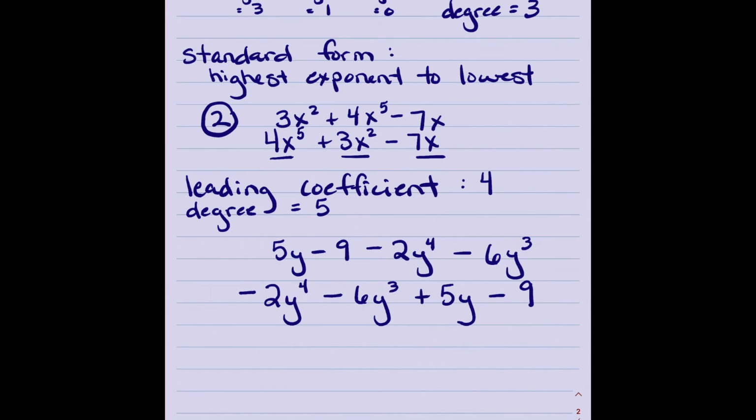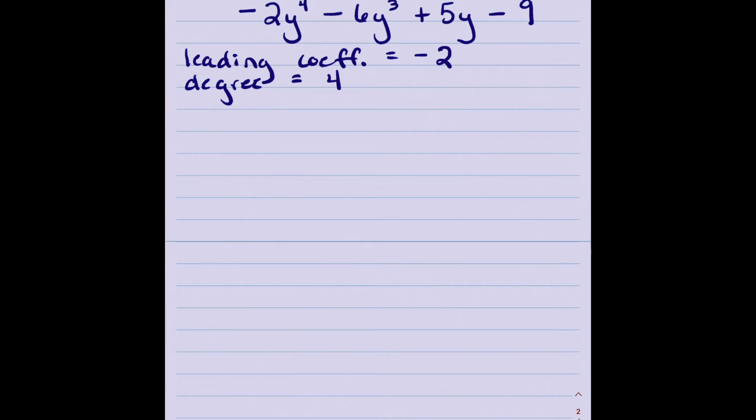And so I could answer a few questions here. What is the leading coefficient? It is -2. The degree of this is 4, because that's the highest exponent, and it is a polynomial. Yeah, and once we have more than 3 terms, we usually just call it a polynomial. All right, let's move on to example 3.